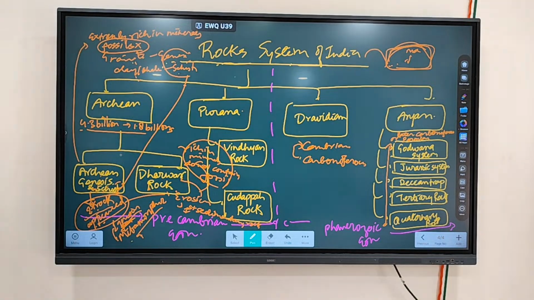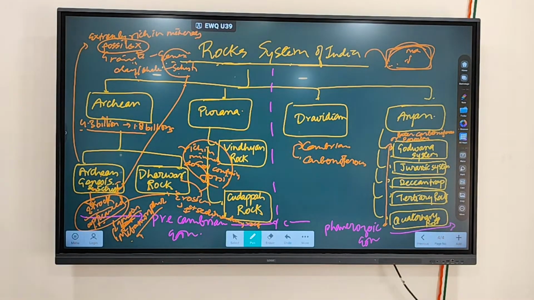So remember, the first rock that is formed on the earth is Archean Gneiss and Schist. It is which type of rock? Igneous rock, but it has now changed into metamorphic form. The second rock that is formed on the earth was Dharwad rock, which was formed due to erosion of Archean Gneiss and Schist rock. Dharwad rock is the first sedimentary rock to appear on the earth's surface.